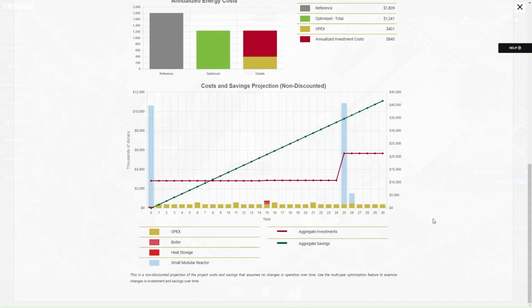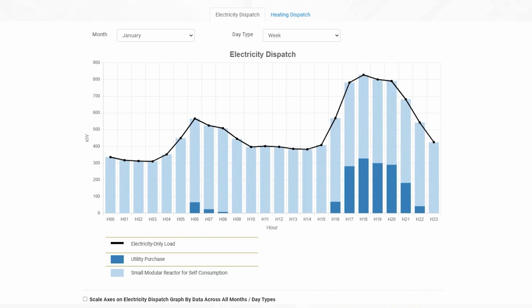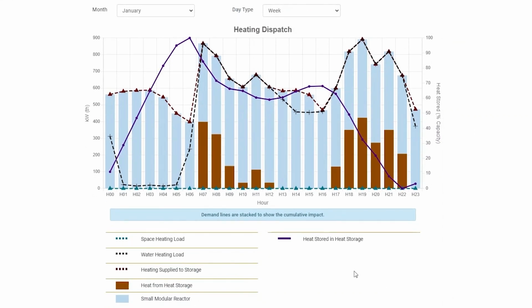Next, looking at the dispatch, we can see the priority is on the small modular reactor. So purchases from the utility are made only when the electricity load is higher than the 500 kilowatts of electricity generated by the SMR. For the heating dispatch, we can see that there is no heat being generated by the existing boiler. All the heat demand is fulfilled by the SMR with the help of the heat storage.